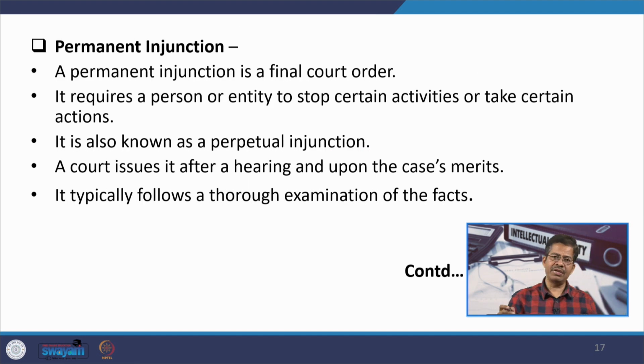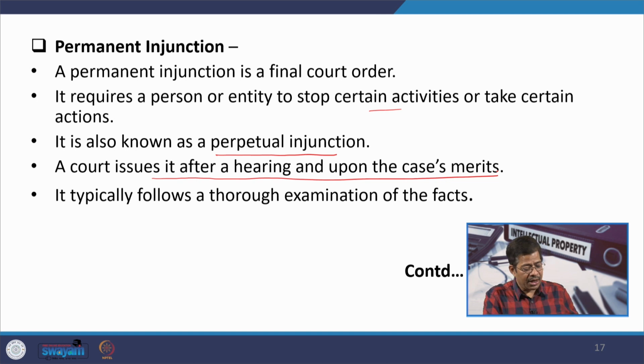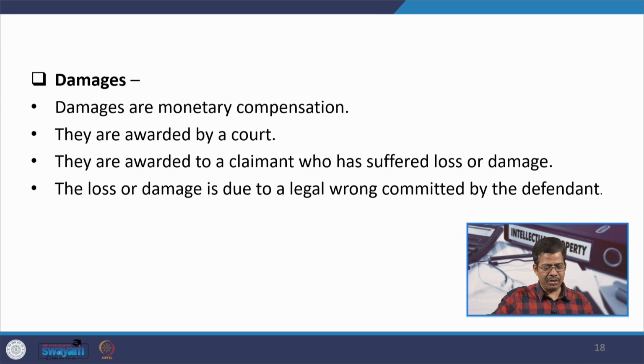Then the permanent injunction is also there, which is a kind of final court order. The temporary one was the intermediate court order, and this is the final court order, also known as a perpetual injunction; it is forever. The court issues it after a hearing and upon the merit of the case, and sometimes it involves the patent offices also, to get their views, because sometimes you are challenging the validity of a patent, whether the patent is actually possible or not. Those kinds of things require the involvement of the patent office also.